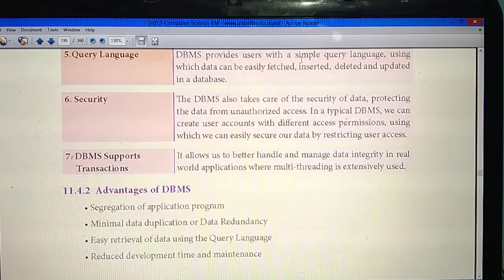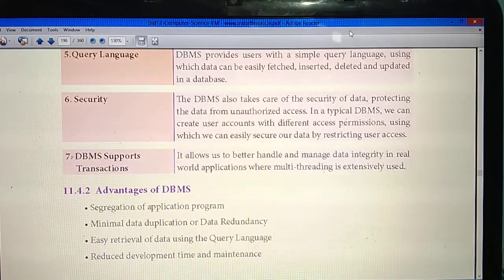Understand? So what is the use of security? It will provide security for the data you have stored in the database. It will give security for the data. So the use of security is to avoid access from unauthorized persons. Okay. If you need to create a user account, then when you are creating the user account, there are different access permissions.